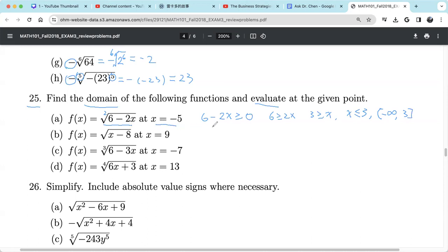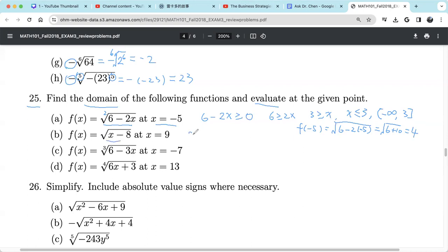Evaluate at x equals negative 5. So we write f of negative 5 equals the square root of 6 minus 2 times negative 5, right? So then we have the square root of 6, negative 2 times negative 5, that's positive 10. The square root of 16, that's 4. So f of negative 5 is 4.